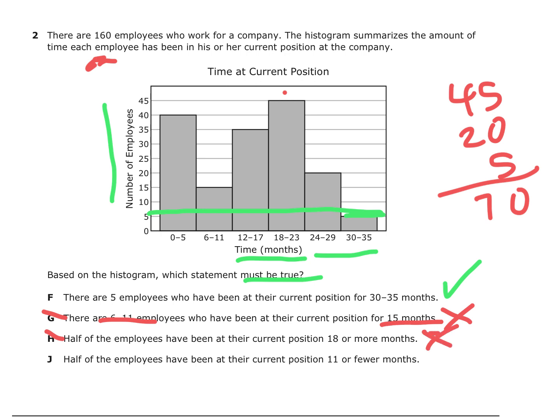Now we have J. We need to rule that one out. It says half the employees have been at their current position 11 or fewer months. So you have 40 here and 15. That is not half of 160, so that is incorrect. So in this case, the first answer that comes out is answer F, and that is correct because there are 5 employees who have been at their current position for 30 to 35 months. So the answer was F.